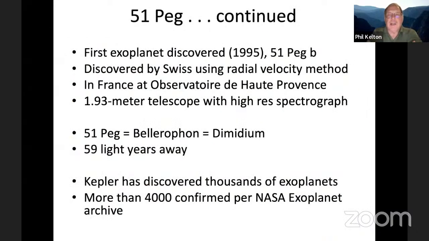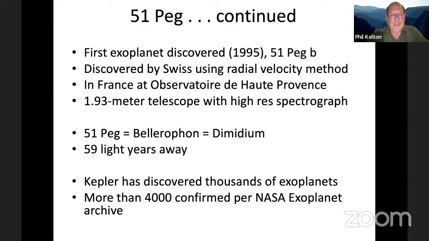So this next slide kind of summarizes what happened. It was discovered in 1995, so that's 27 years ago. And there were Swiss astronomers using the radial velocity method so they could actually determine that there was another object orbiting the main star, and they could determine that it was an exoplanet. It was actually discovered in France in Provence with a telescope of about 2-meter aperture, fairly close by, 59 light years away, with a couple of unusual names there.